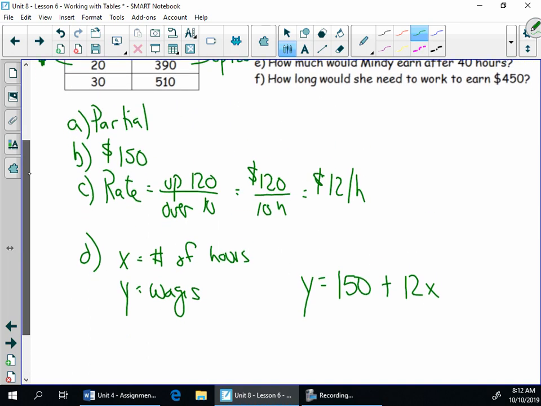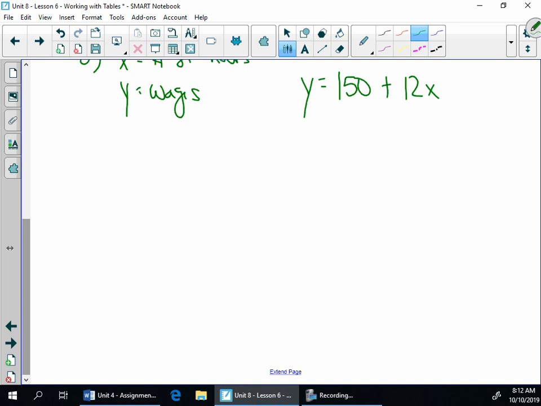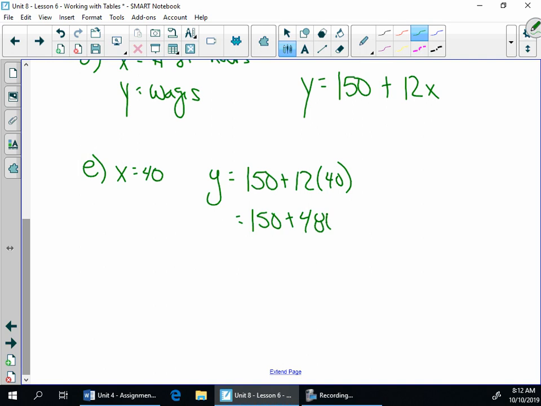How much does she earn after 40 hours? And we're going to use our equation. What's 40? X is 40, her number of hours. So 150 plus 12 times 40. I'm going to do bed math here. Multiply first, add them together. She's going to earn 630 bucks.